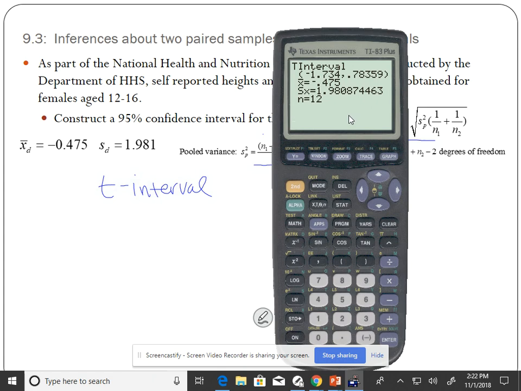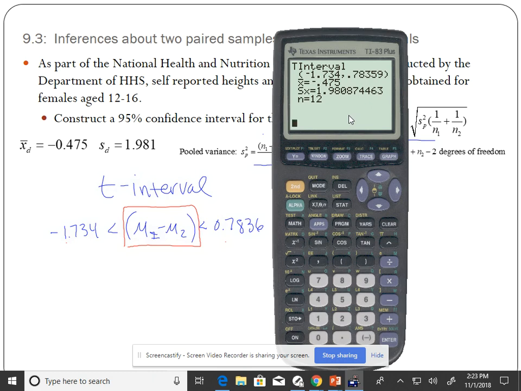Okay, so the t interval: we're saying that the difference in the means, so mean 1 minus mean 2, is going to fall between negative 1.734 and 0.7836. So what we just found is that the difference in the means between reported and measured is between negative 1.734 and 0.7836. 95% of the time, if you would ask someone how tall they are and measure them, your mean differences would be between those two levels.